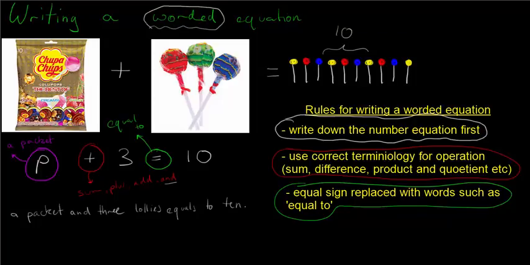Now, if I have this written down, so a packet and 3 lollies equals 10, well, I can ask you to find out how many lollies are in that packet, and that's going to be for the next video.